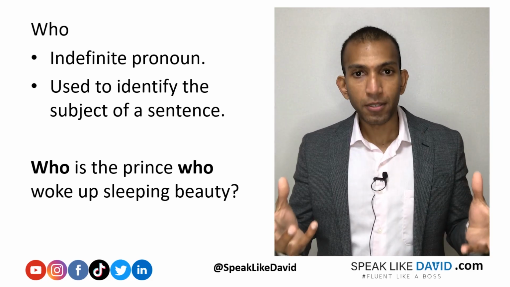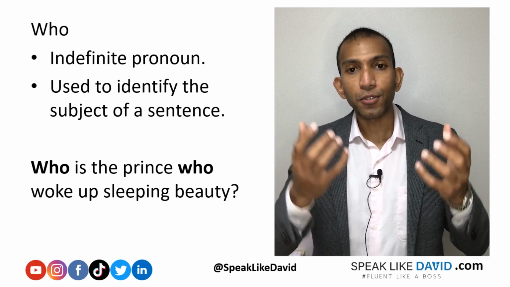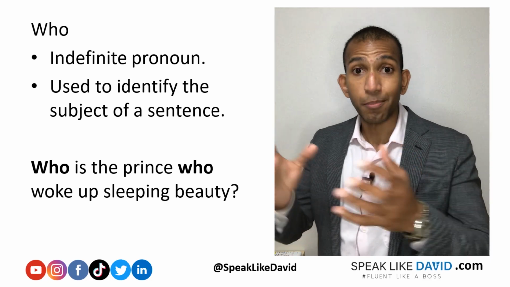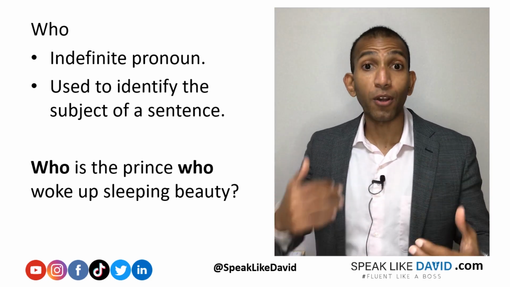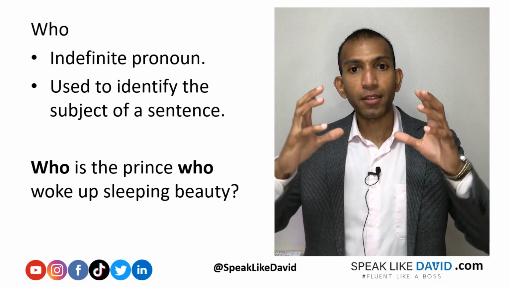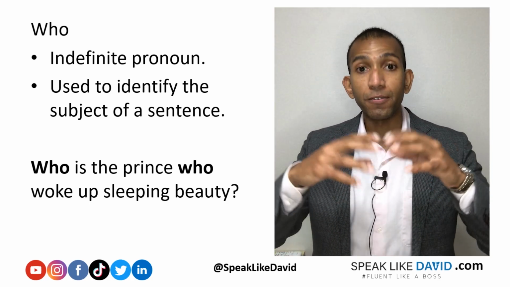Now, all of these words, these pronouns, are used to talk about the subject. And in fact, when we look at the whole question, who is the prince who woke up Sleeping Beauty, we could answer that by saying he is the prince. So again, we're using the subject form of the pronoun.